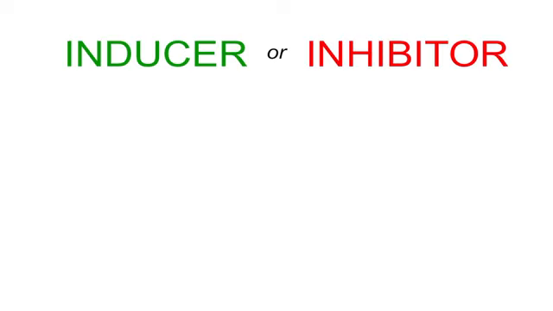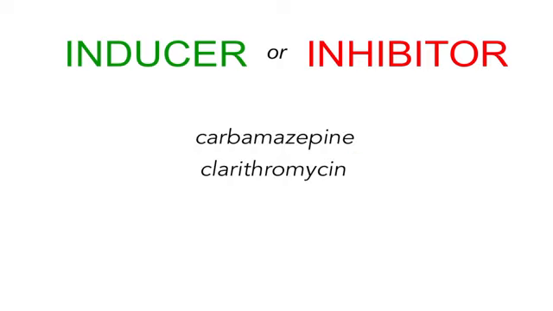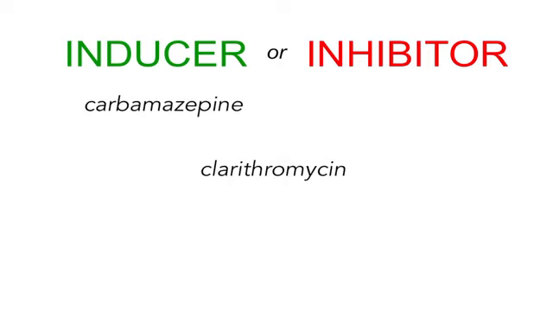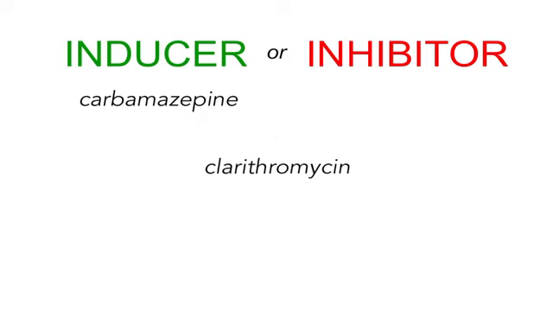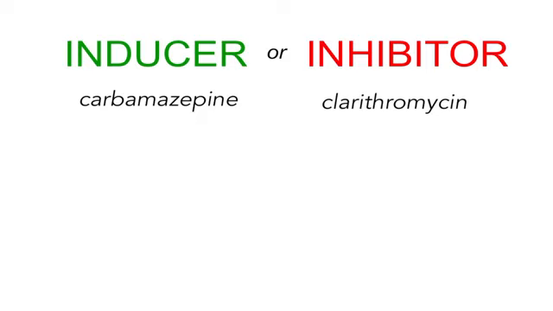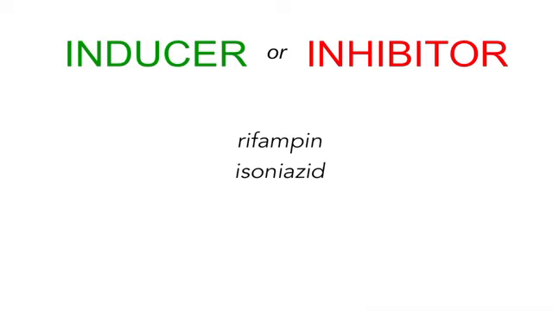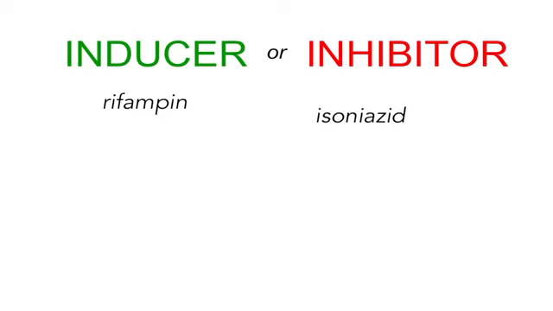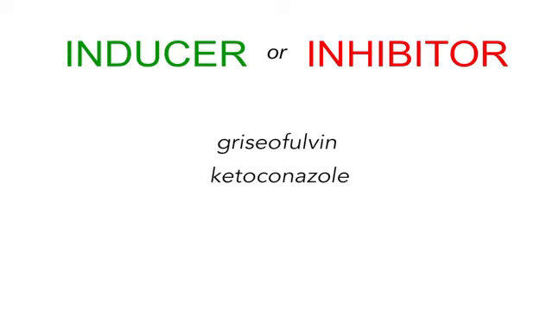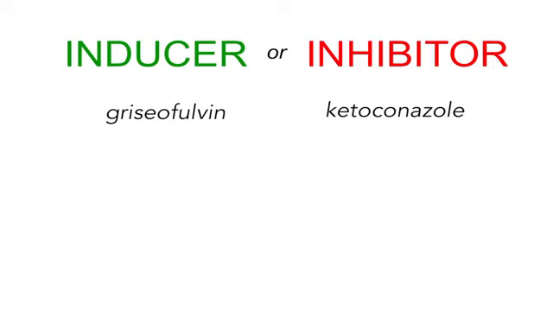Let's do a quick review to make sure you have those two lists down. This is a little game called inducer or inhibitor. Carbamazepine, that's an inducer. Clarithromycin, inhibitor, it's a macrolide. What about the two anti-TB drugs? Rifampin, inducer, and then isoniazid, inhibitor. And the antifungals, griseofulvin, inducer, ketoconazole, inhibitor.